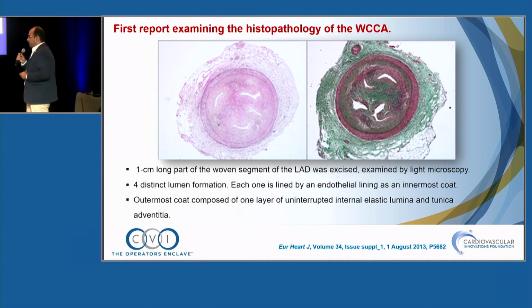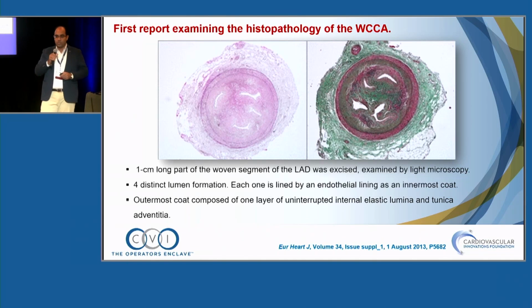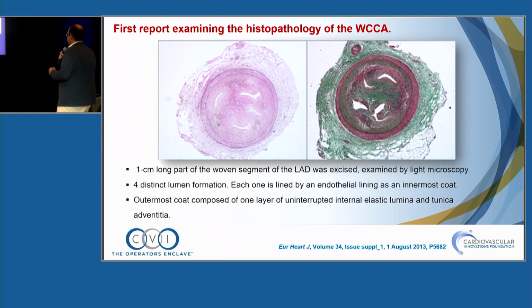This is a nice first reported histopathology of the woven anomaly of a patient. He underwent CABG, and a 1 centimeter segment of the woven anomaly was excised and histopathology examination was performed. This is in 2013, lovely demonstrating the endothelial lining of the different lumens, and their outermost coat is formed of one layer of uninterrupted internal elastic lamina.